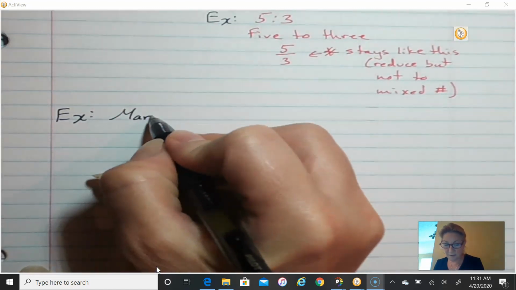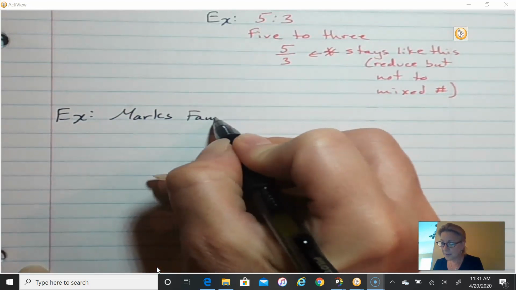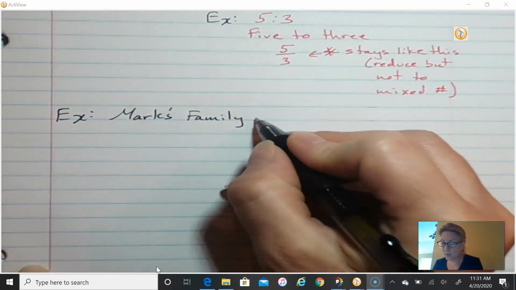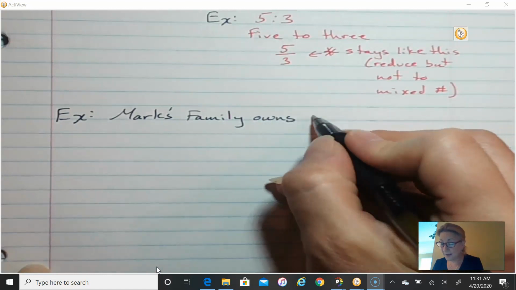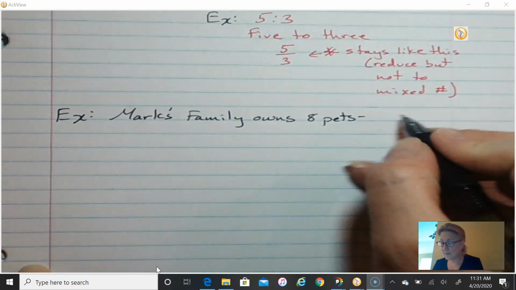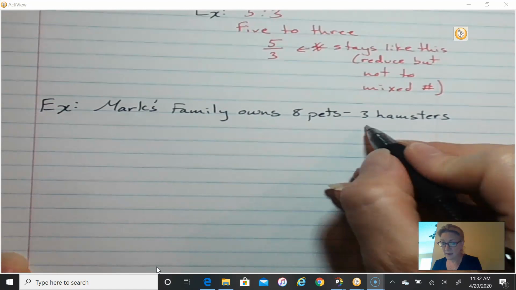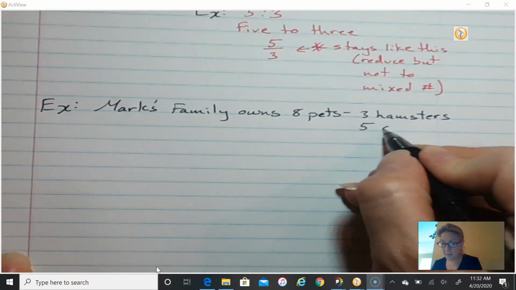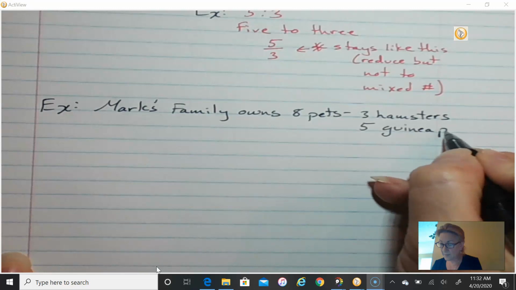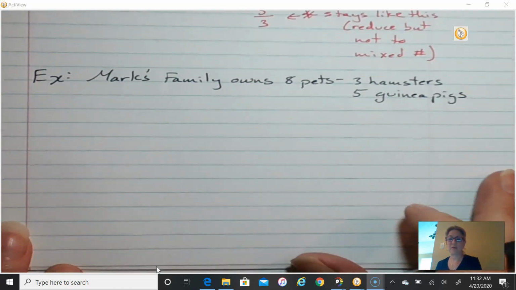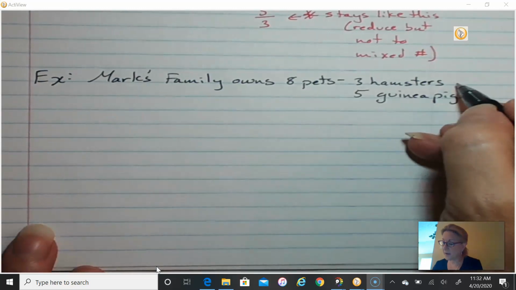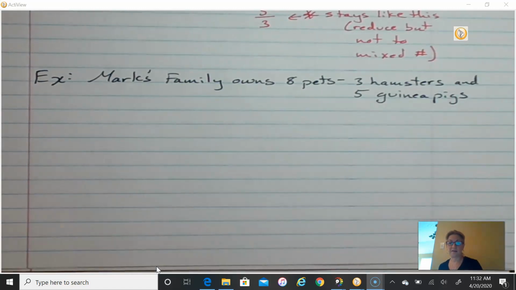Let's say Mark's family owns 8 pets, 3 hamsters and 5 guinea pigs. Okay, that's the problem. Now we're going to compare everything. We're going to write it in the different forms.